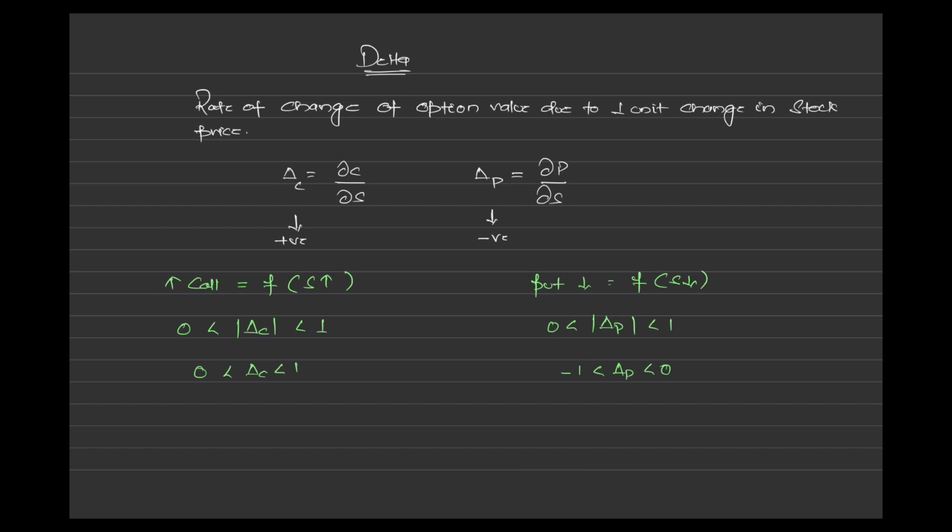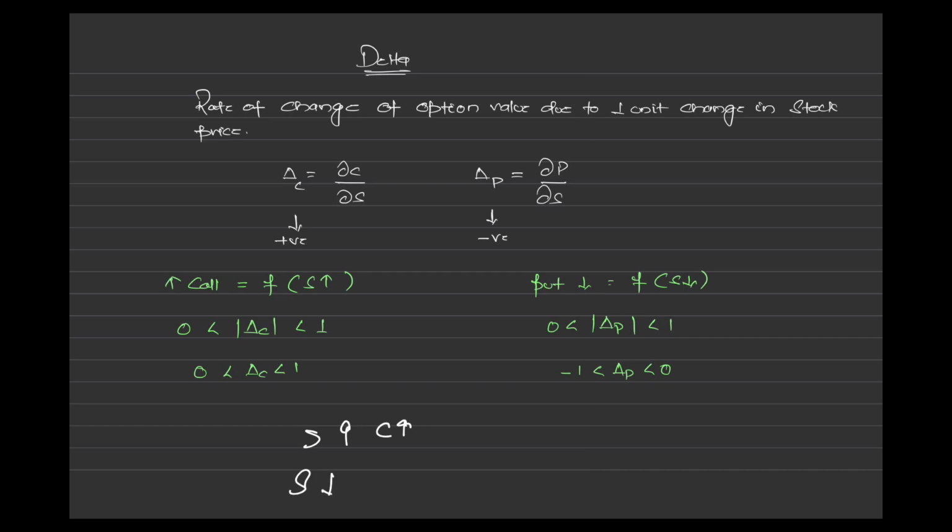Now you should understand that when the stock price rises, we all know that the call price rises. So if there is a change in the stock price in upward direction, the call price will also change in upward direction. So the delta of call is going to be positive. Why? Because if the stock price is increasing, the call price is increasing.